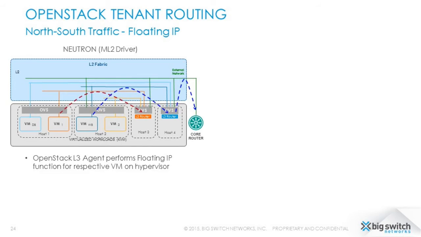Similarly, for VM1 external communication, orange L3 router on host 3 will perform NAT floating IP translation. As we can see, we have same contention as previous example. Let's see how we solve this in BigCloud Fabric.